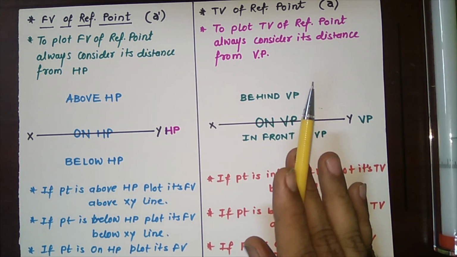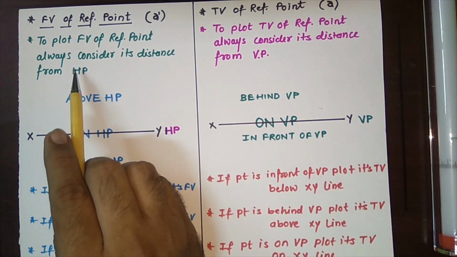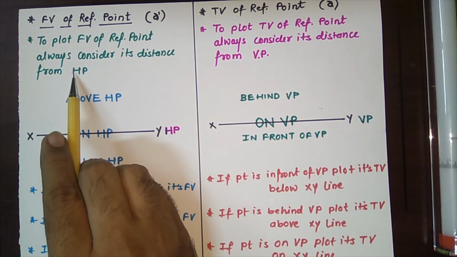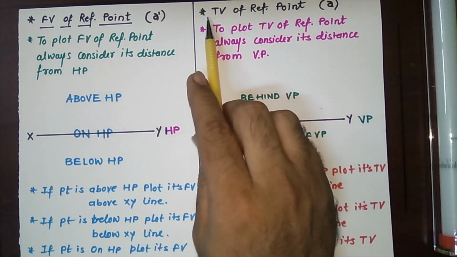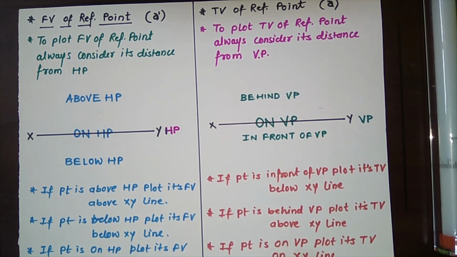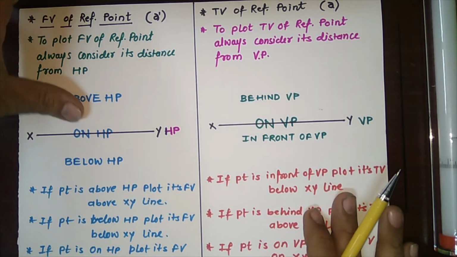The most important thing that we must remember is to plot front view, the information will be with respect to HP. To plot top view, the information will be with respect to VP. Okay. So now with this, we can start with the first part, that is how to plot the points.